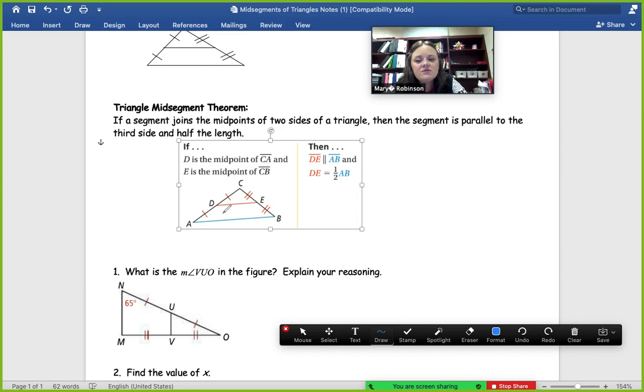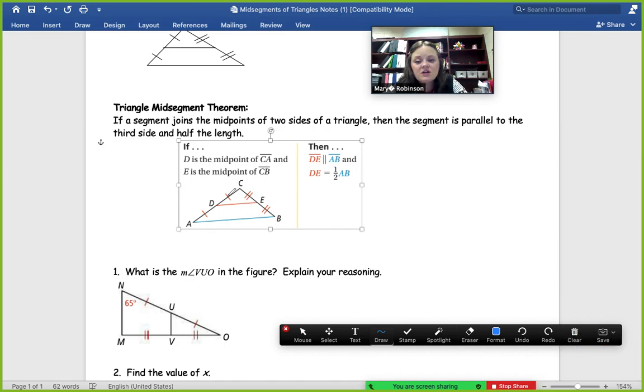If I tell you that AB has a length of, let's do 8, then what do we know about DE? That we cut 8 in half, and this would have a length of 4. Okay? So that's what we mean when we say that the midsegment is half the length of the base AB.